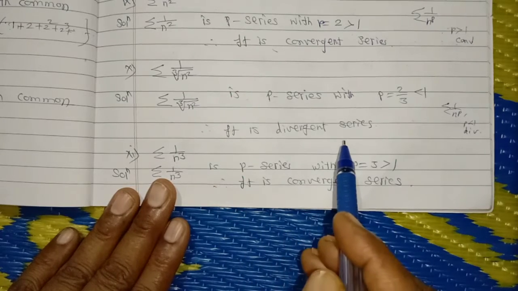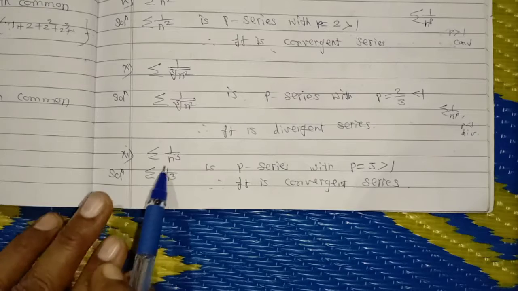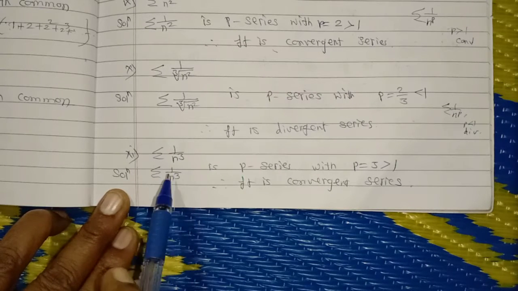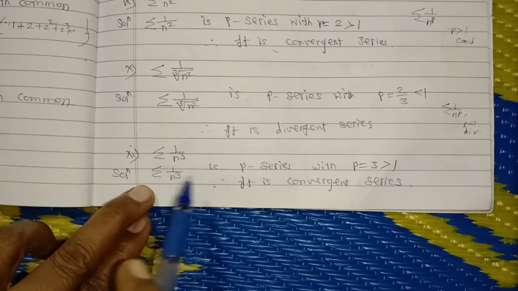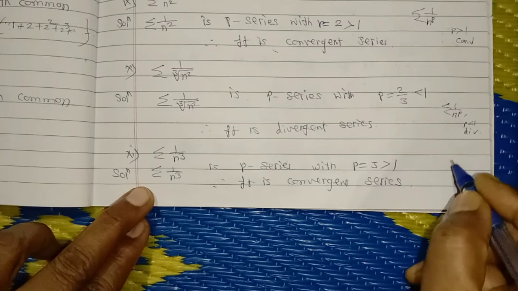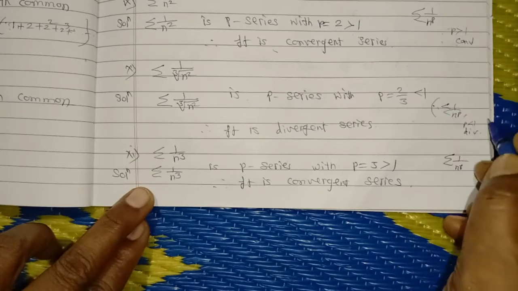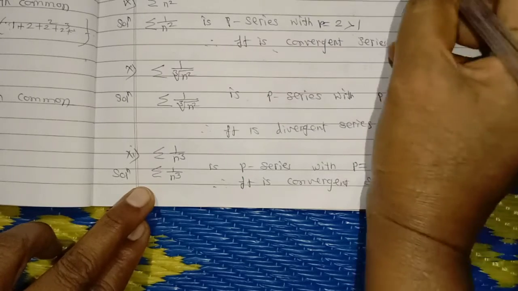Next series is summation 1 upon n cube. We write given series in the solution. It is also p series of the type summation of 1 upon n raised to p. We write bracket for understanding.